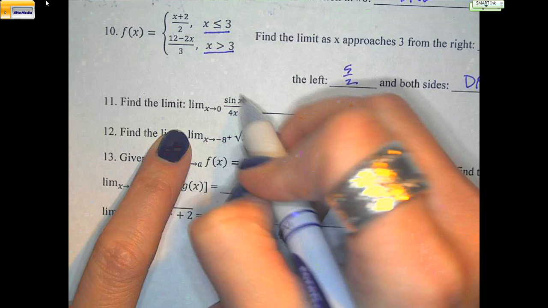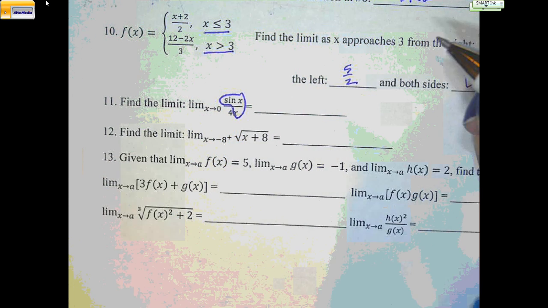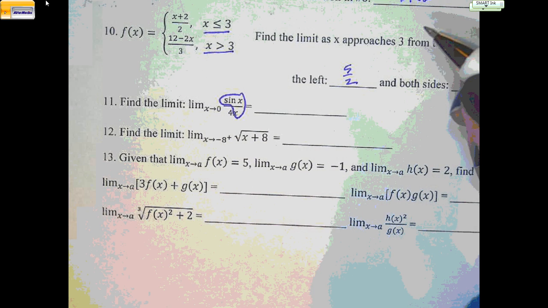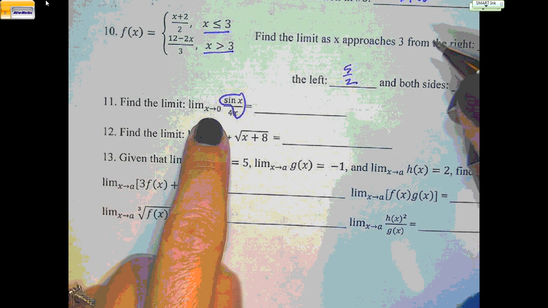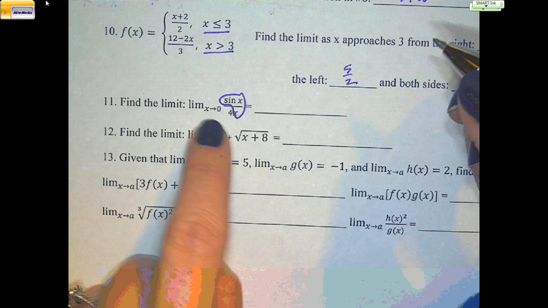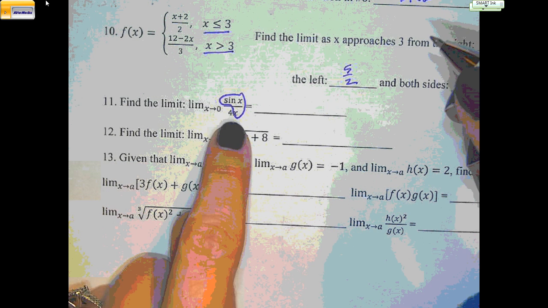11. For 11, the first thing I see before I even read the question is this guy right here. So I'm thinking maybe I can do something with that, maybe not. This says find the limit. If the limit is approaching 0, then what do I need to remember about this? Right, this is a 1, and Carson's already telling us it's 1/4.